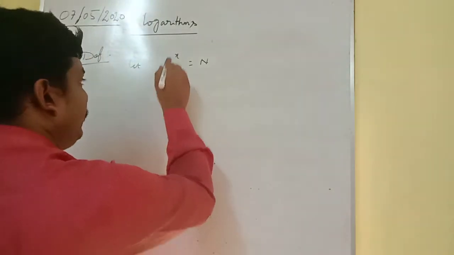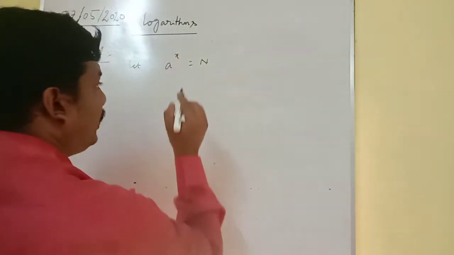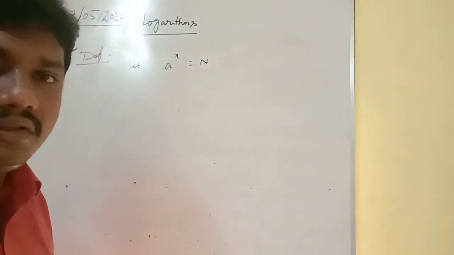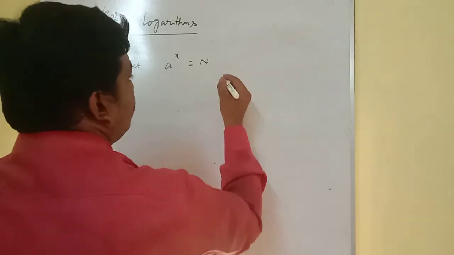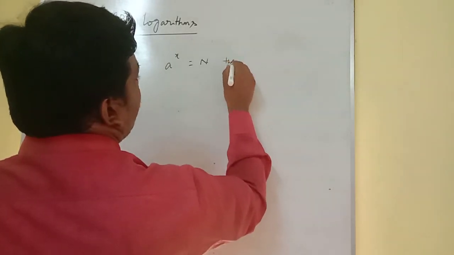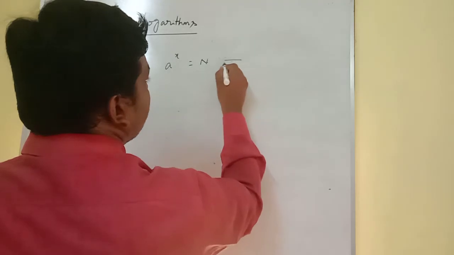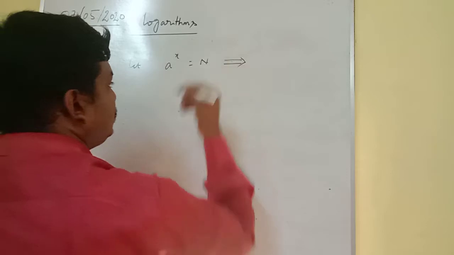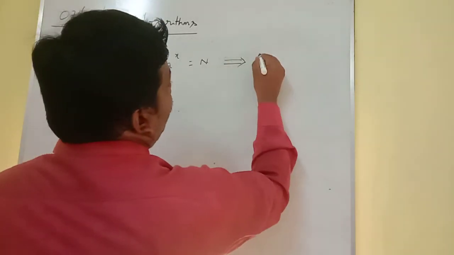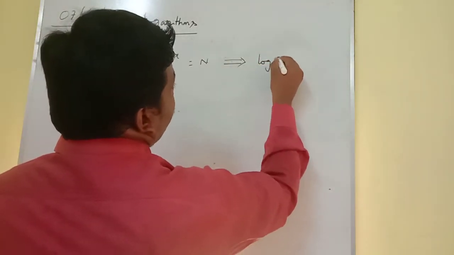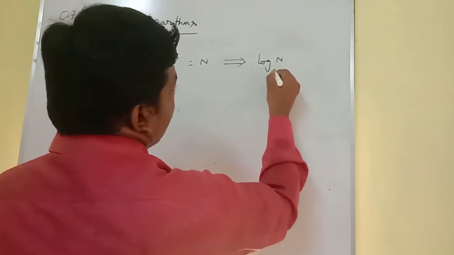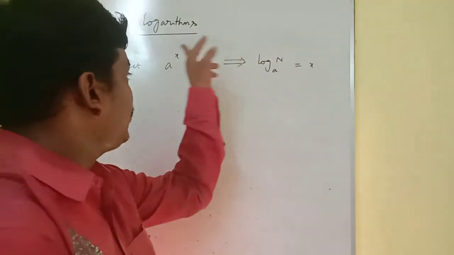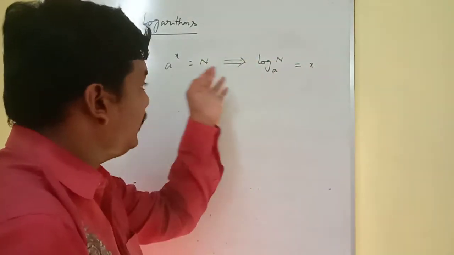Okay, so a power x is equal to n, where any number n can be written in the form a to the power of x. Then we can write, implies, logarithm of value n to the base a is equal to x. So for logarithms, here x is the exponent value, a is the base value, and n is any number.